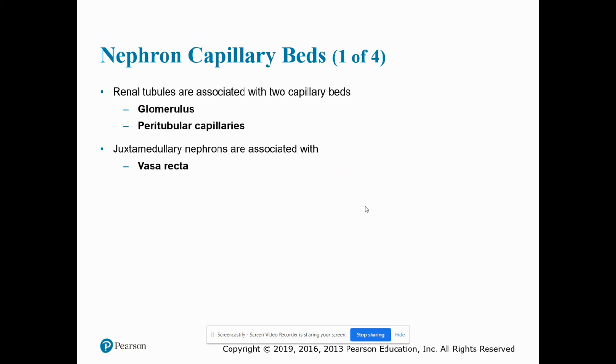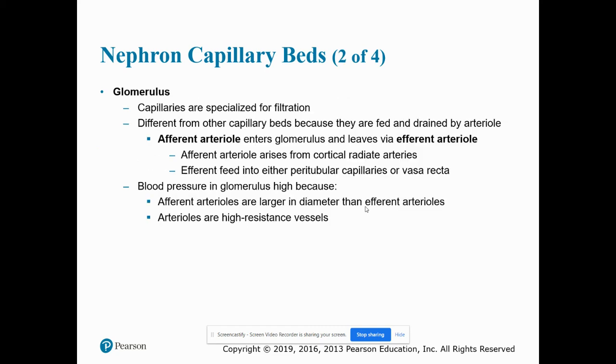And that's what I just said. So the renal tubules are associated with two capillary beds, the glomerulus and the peritubular capillaries. And then the juxtamedullary nephrons are associated with the vasa recta. The glomerulus is a ball of capillaries that is specialized for filtration.